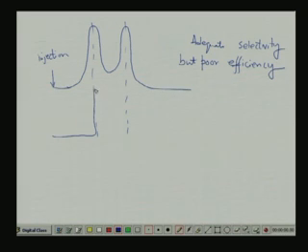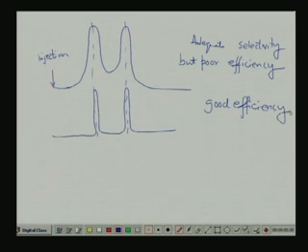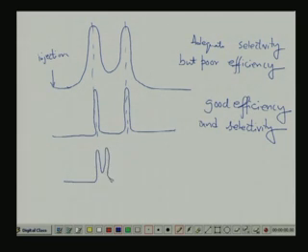You see here, good efficiency and selectivity. This is the desired characteristics and selectivity. Okay. And you see this is another one where you can see like this one. This is a good efficiency but poor selectivity.